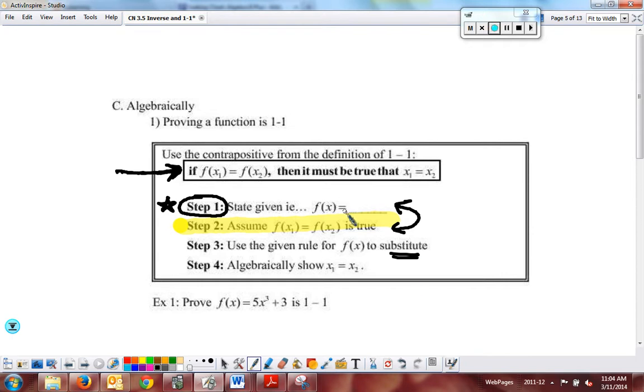Whatever your function is, if f of x is x squared, that's your given, okay? You combine these two together using some substitution, and what you need to show is that x1 equals x2. You have to show the conclusion results from those two pieces of information. Everybody good? All right, let's show you how this works.